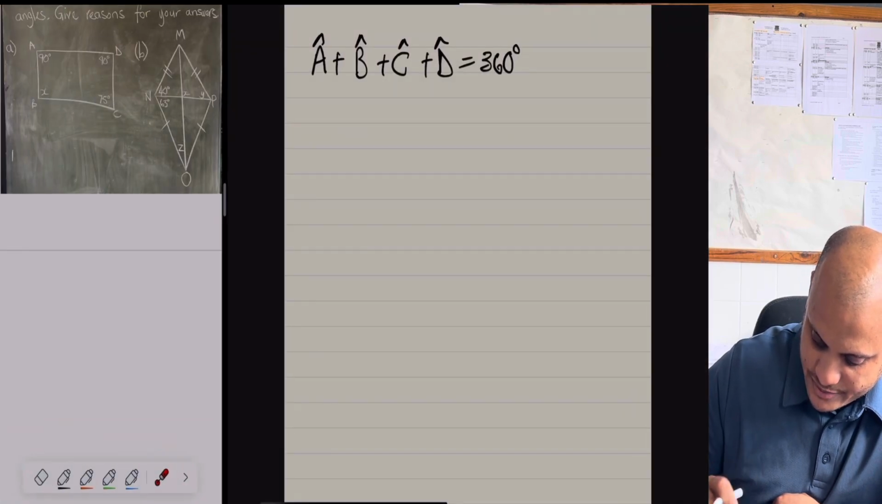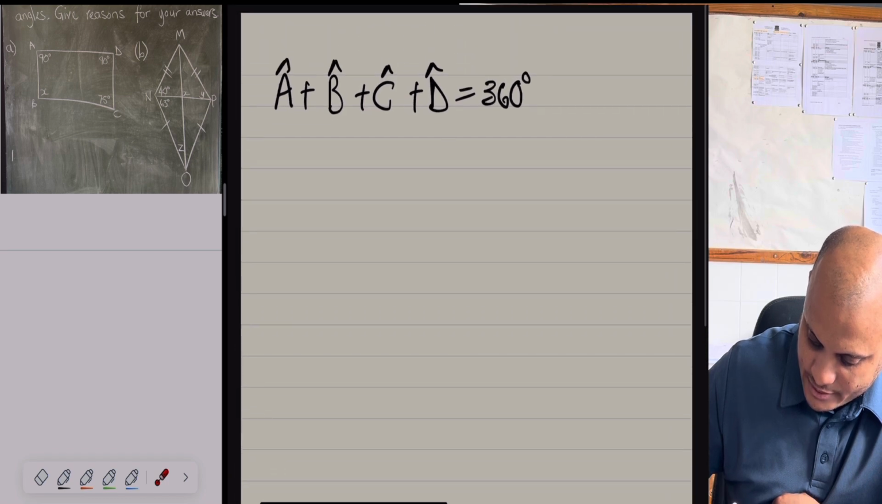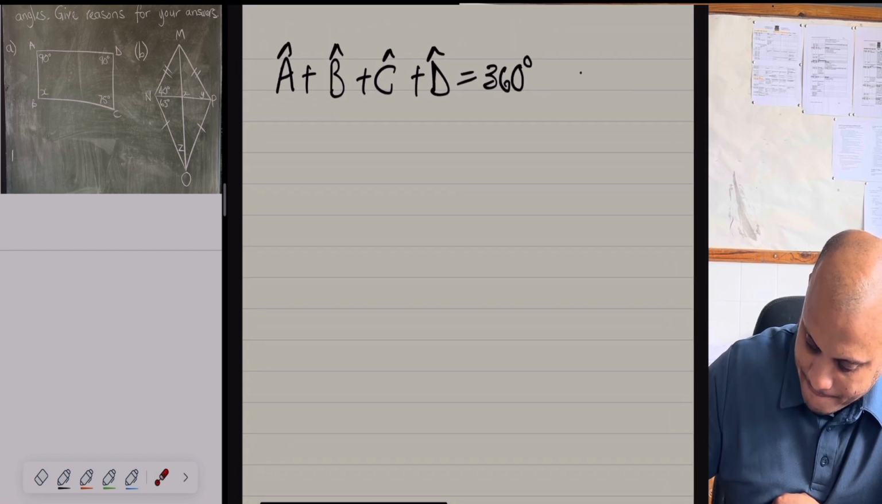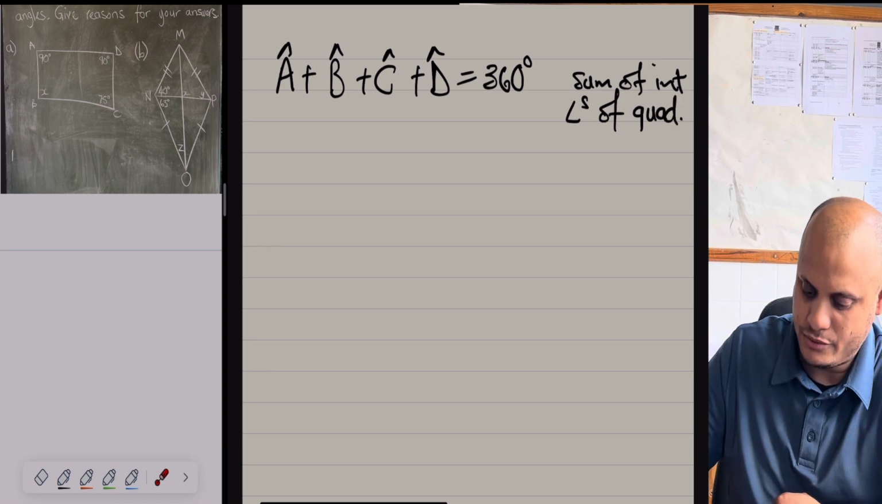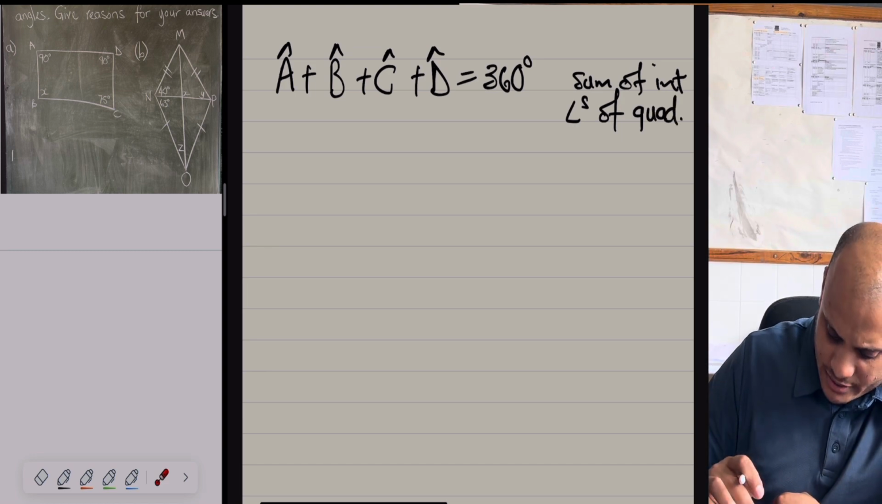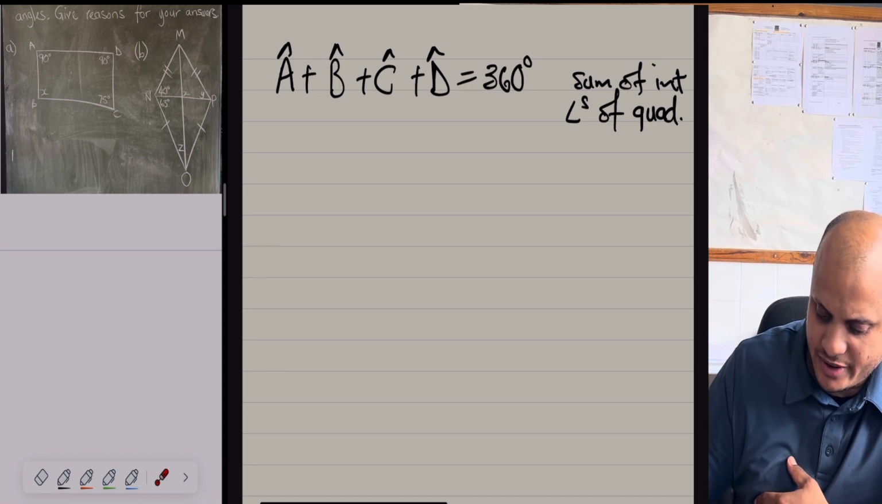Let's just add more space here. The reason is: sum of interior angles of a quadrilateral. Okay, so that then means I simply need to substitute my values for A, B, C, and D, and then solve for the unknown.